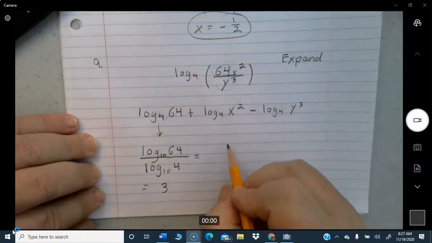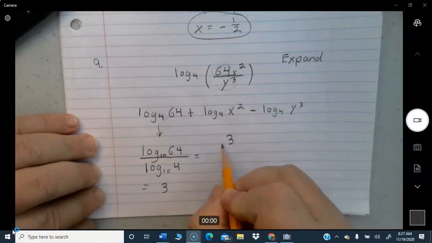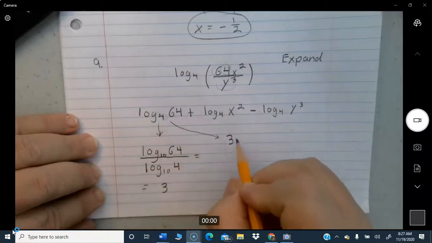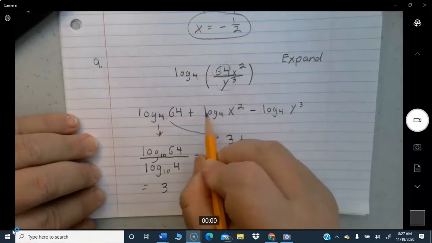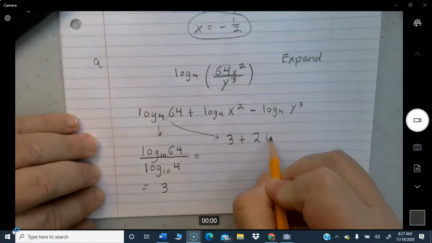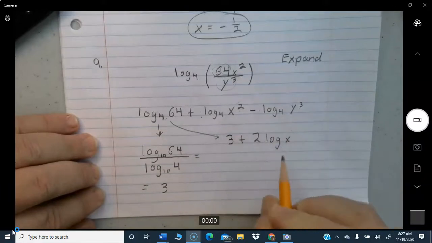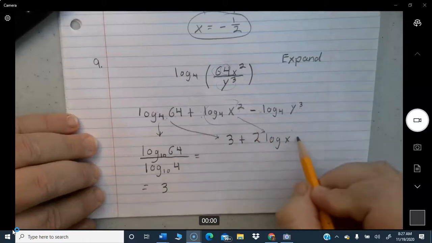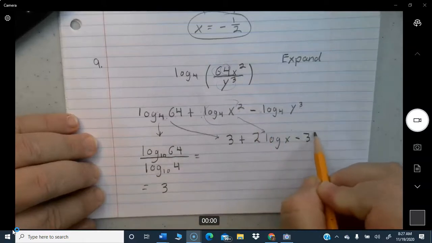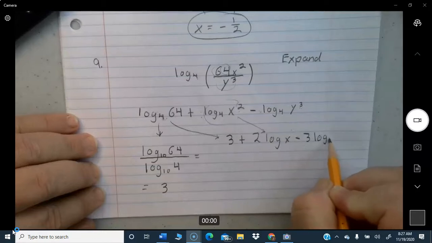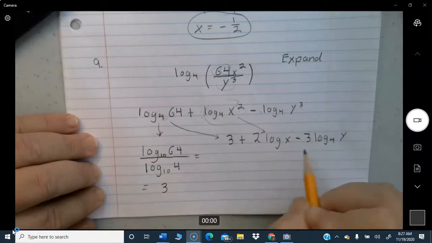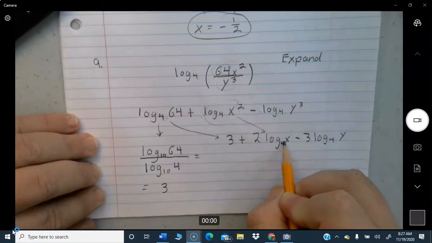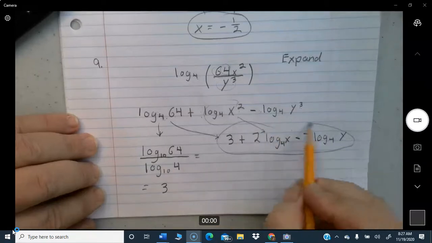So the final answer would look something like this. 3, which is this, plus, I'm going to bring this out here, 2 log x, so that is this, and then 3 I'm going to bring out front, so it's minus 3 log, I should have put base 4 on the other one, of y. That should be base 4 as well. Okay, that's really the final answer.